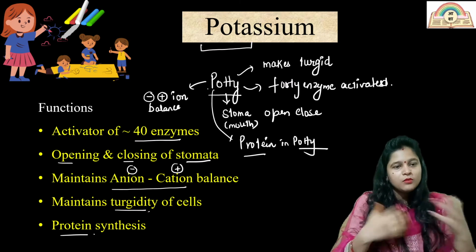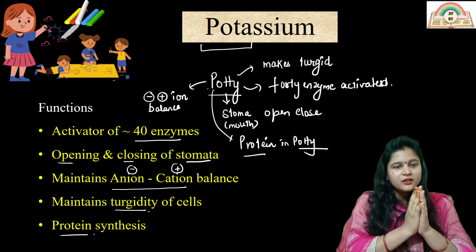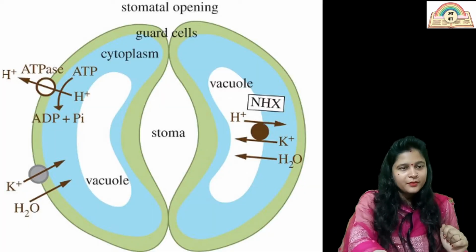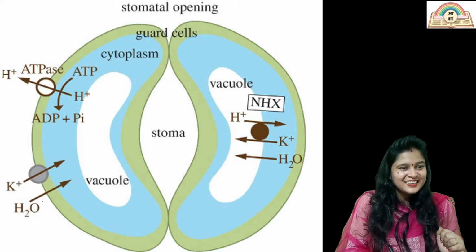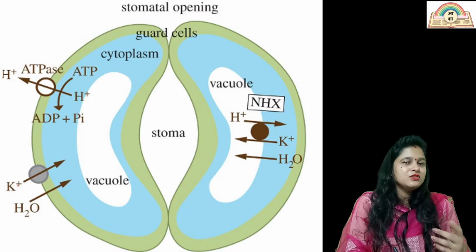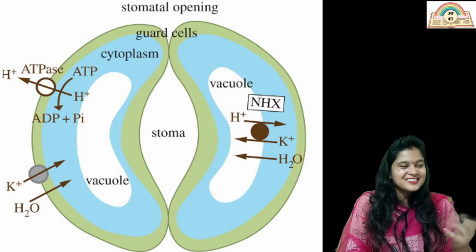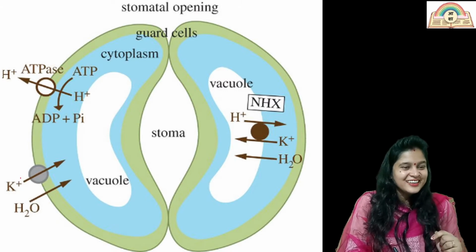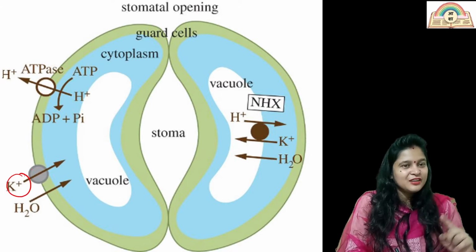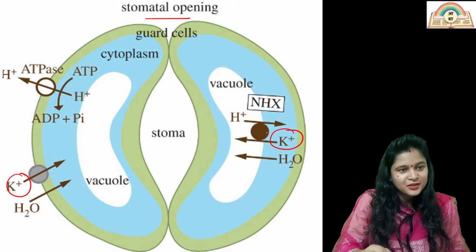It activates about 40 enzymes. Then it is involved in the opening and closing of stomata. You can see the diagram here. We are not going to discuss it in detail here; we will study it in plant physiology. You will say, ma'am, it's also a chapter in plant physiology. But when we study opening and closing of stomata, not here. You can just see that potassium is involved in stomatal opening and closing too.